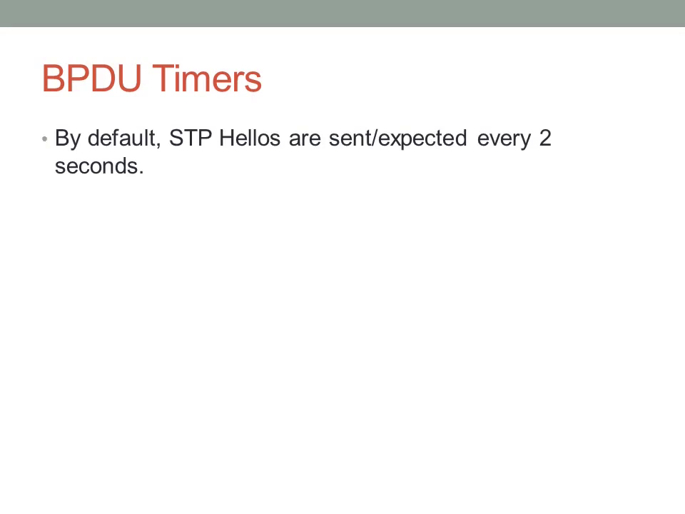By default, STP hellos are sent and expected every 2 seconds. In other words, what will happen in a typical spanning tree topology is that the root bridge will generate a spanning tree hello, and that hello will get flooded all the way down to the very ends of the network, adding interface costs and so on as they're flooded along.